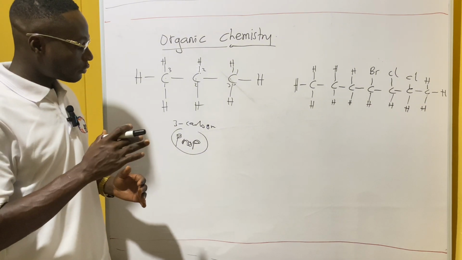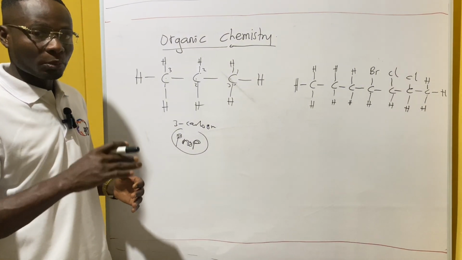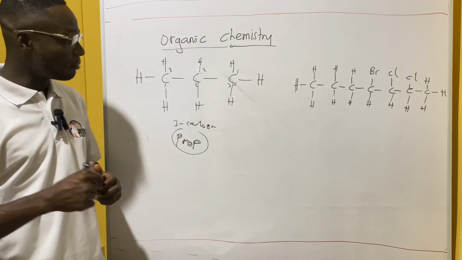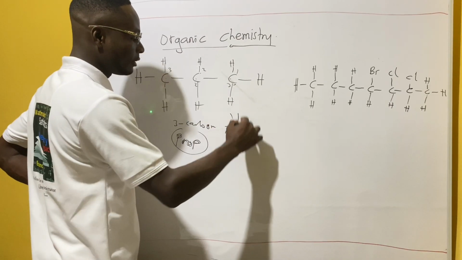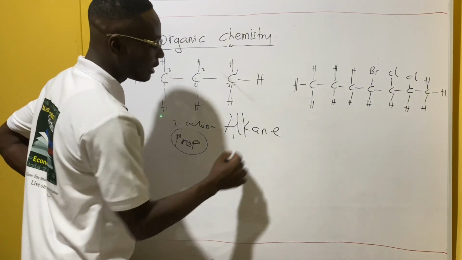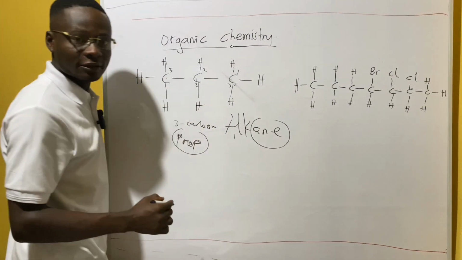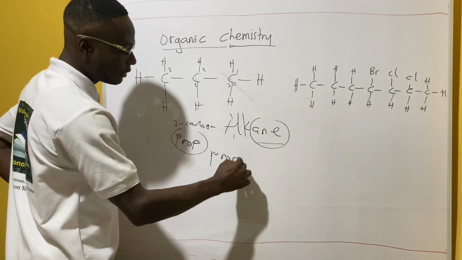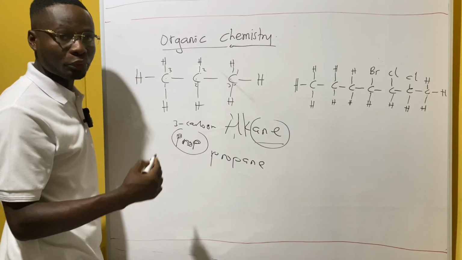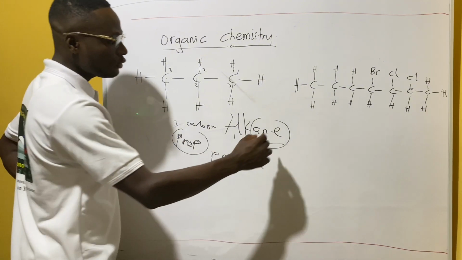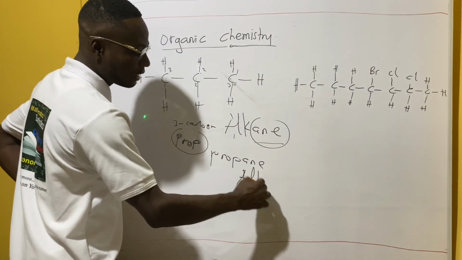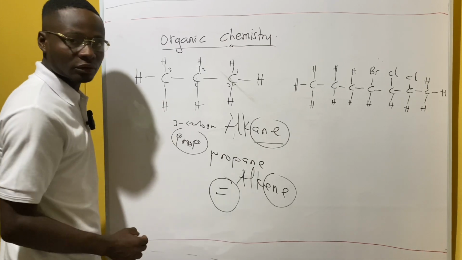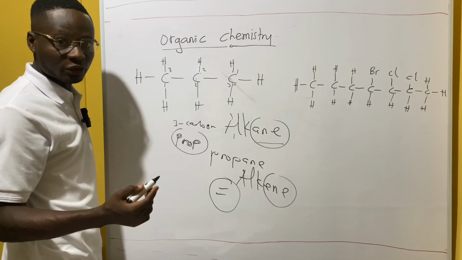So the parent name becomes propane because it comes from the alkane family. It comes from the alkane family. So we add propane. We have those that come from the alkene family, and that is the double bonds. Is that what your tutor taught you?